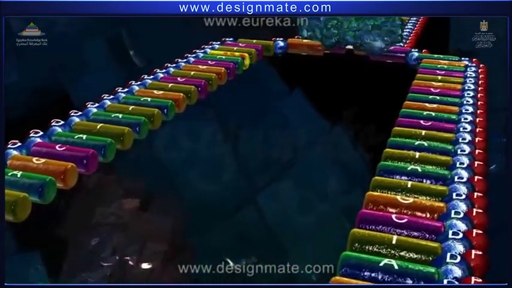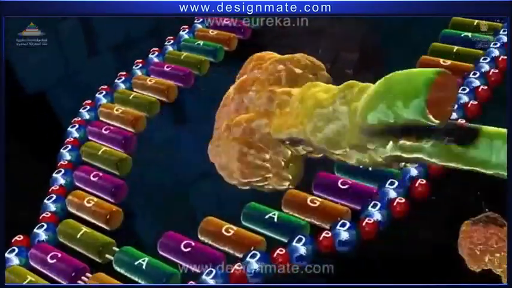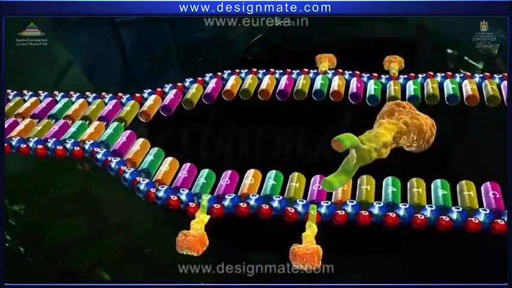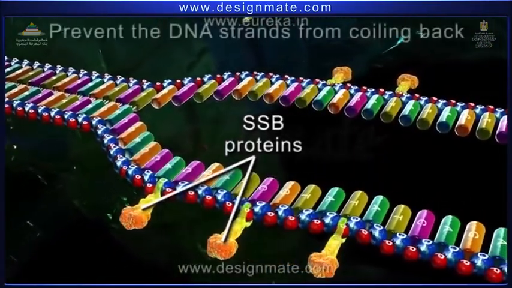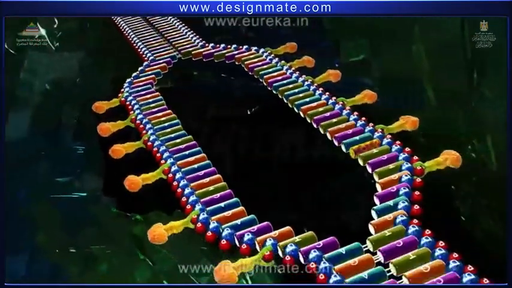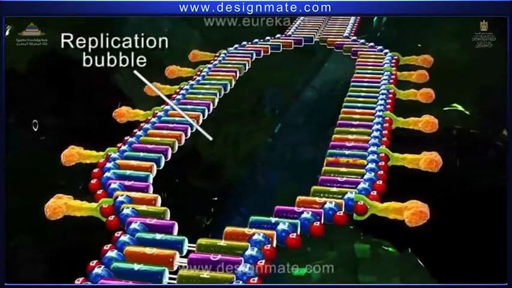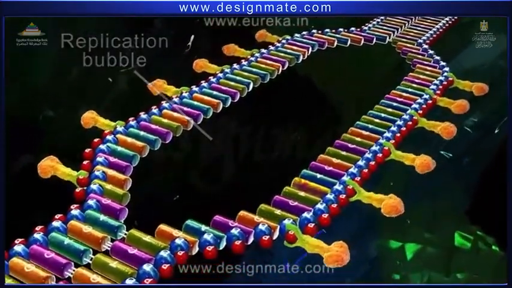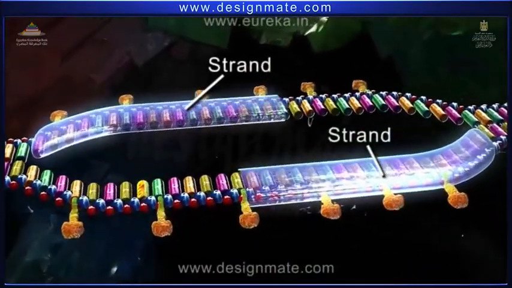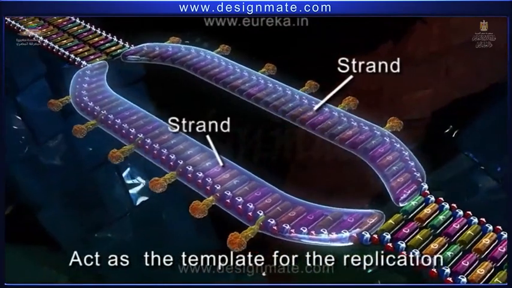The unwound strands are further stabilized by several proteins called single-strand binding proteins, or SSB proteins. They prevent the DNA strands from coiling back. The uncoiled DNA forms a bubble-like structure called the replication bubble. Each of the uncoiled single-stranded DNA at the replication bubble then acts as the template for the replication.